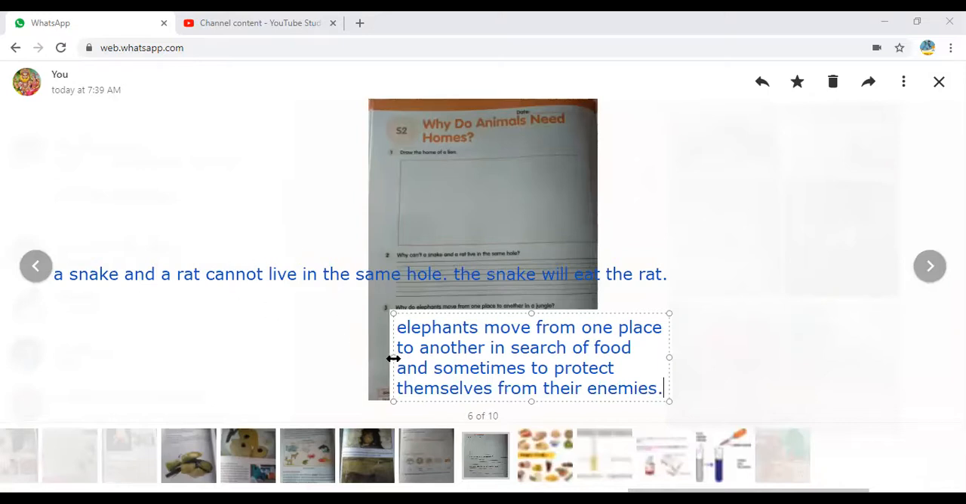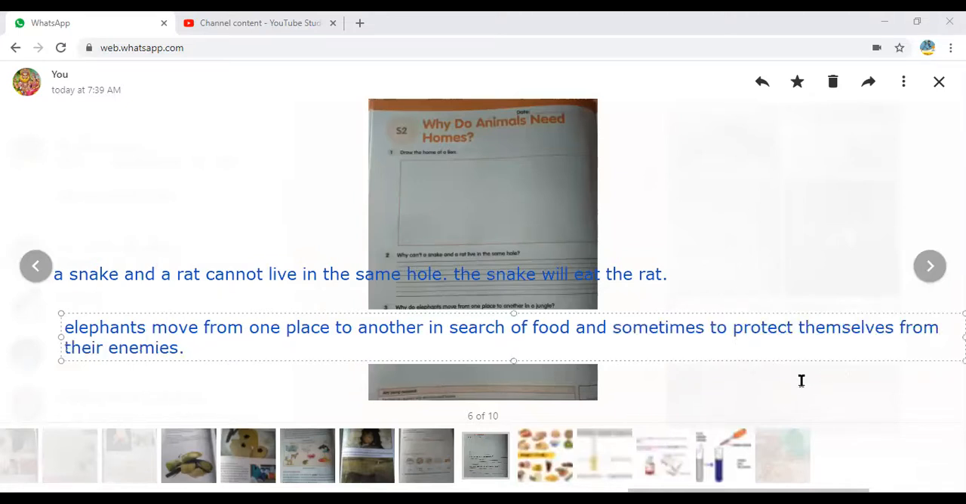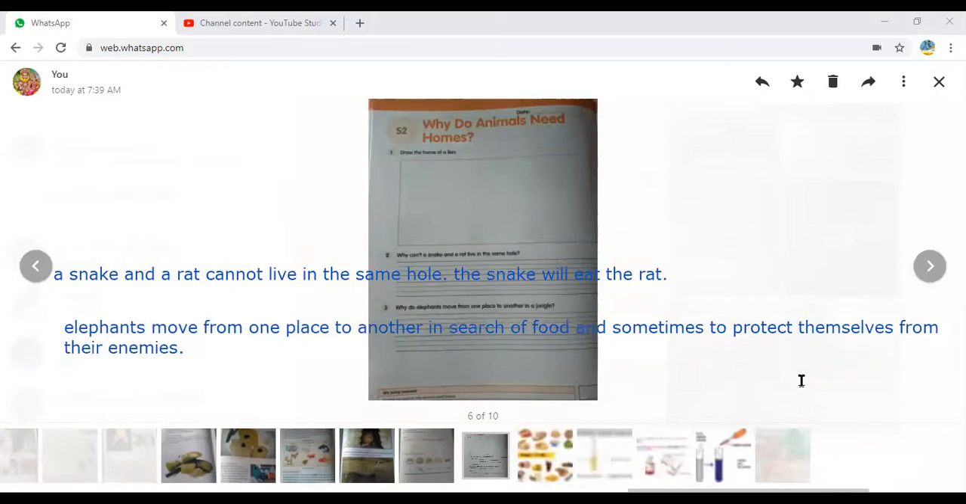Yes. Animals, not only the elephant, every animal can move from one place to another place in search of food. Food kosam oka place nunchi inko place kelthay, shelter kosam ante house kosam oka place nunchi inko place kelthay. Animals, vere animals protection kosam kuda avi oka place nunchi inko place ki velthunde. Okay na? Is it clear?